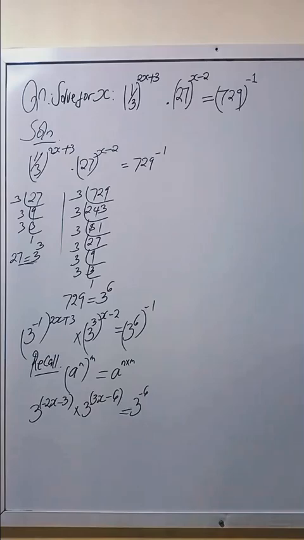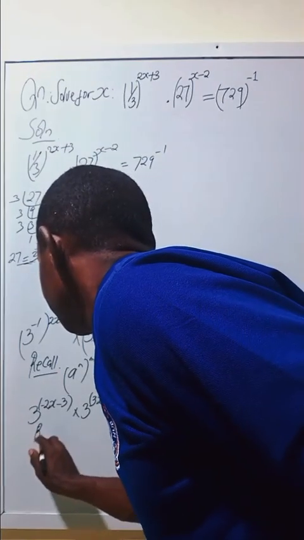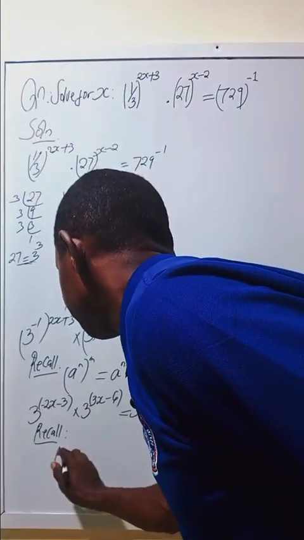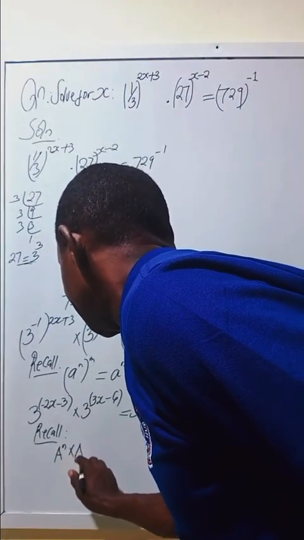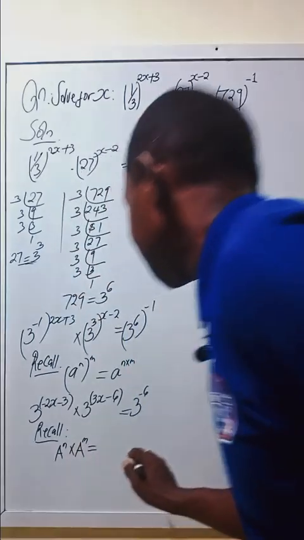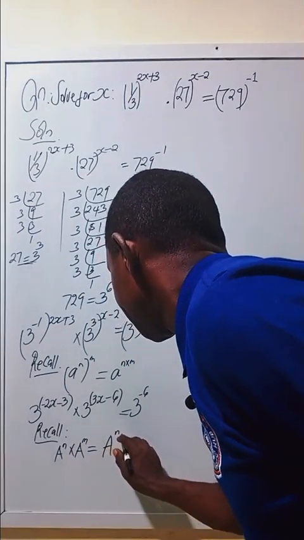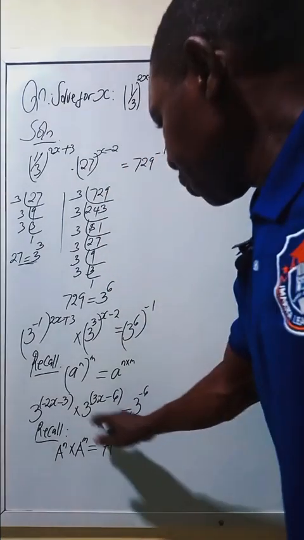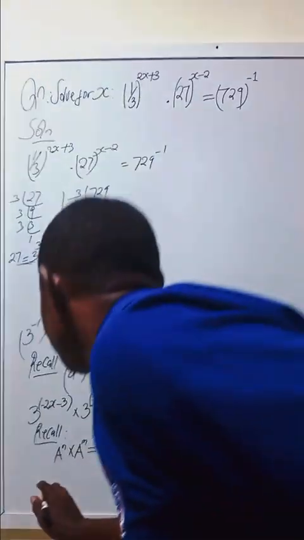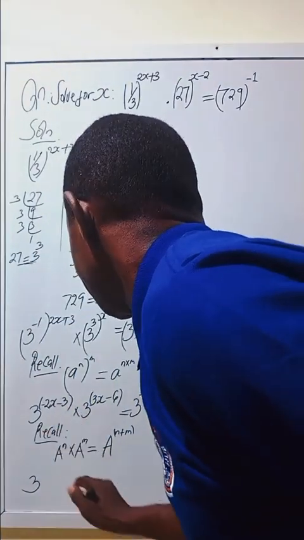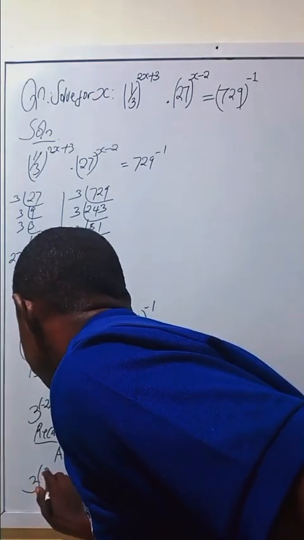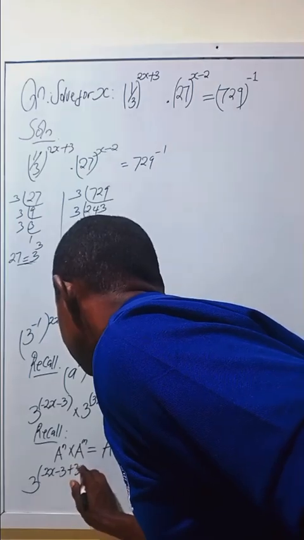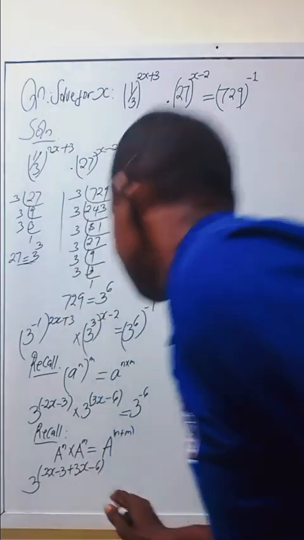On the left hand side, we have to recall another concept of exponents: if I have a^n multiplied by a^m, this is the same as writing a^(n+m). If you use this concept, the left hand side now becomes 3 to the power negative 2x minus 3, plus 3x, then minus 6. That's our left hand side.